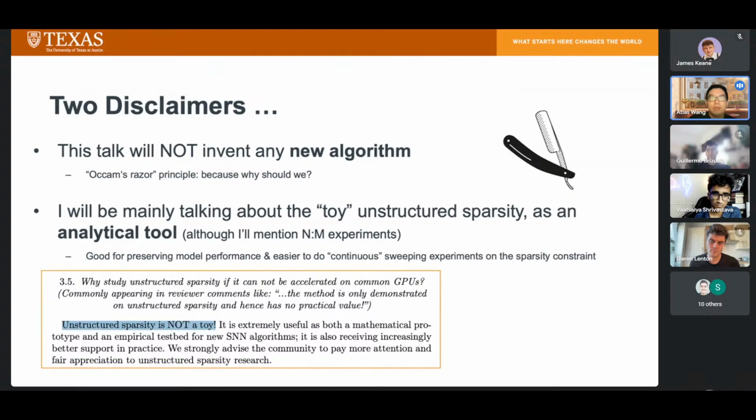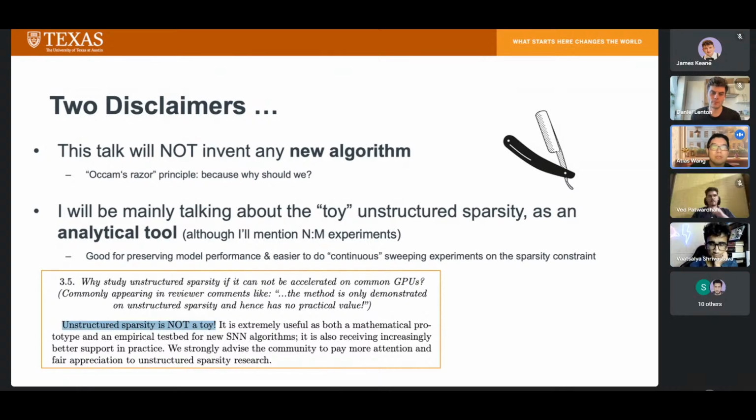Unstructured sparsity to me is the only way for me to continuously sweep the sparsity level if I want to observe the model performance with a wide spectrum of sparsity ratios. So I consider this as an analytical tool with which I could continuously observe the phase transition of model behaviors if I really want a high resolution observation. And there are more reasons I like it.